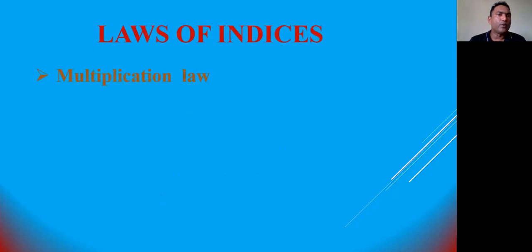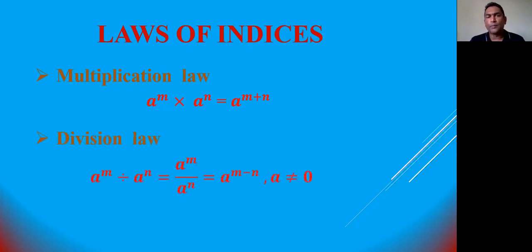Students, in grade 7, you learned about the different laws of indices, namely multiplication law, which states that a power m times a power n is equal to a power m plus n. Then you learned about division law. Division law: a power m divided by a power n is the same as a power m over a power n.